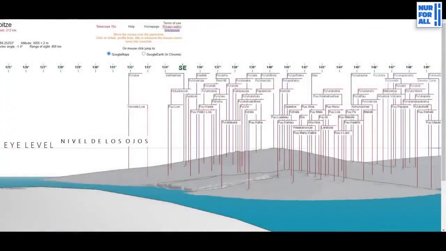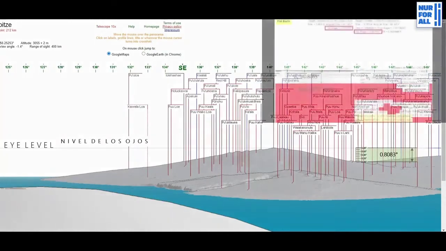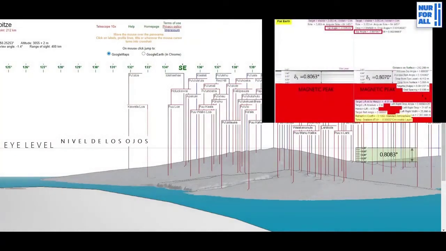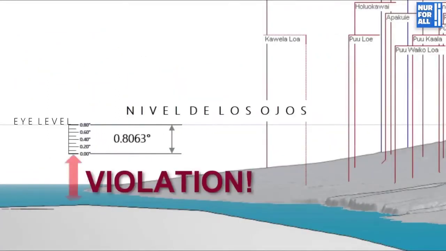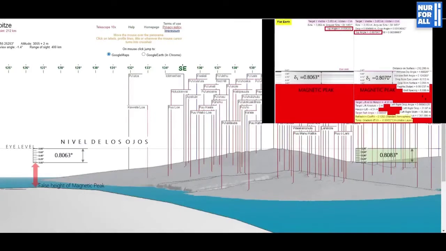Lastly, remember that from this point you have to see a delta 1 of 0.88 degrees between the Magnetic Peak and eye level, both on the flat Earth and on the globe, and that is a geometric truth that should not be violated. Ooh, what's going on here? Well, as you can see, the panorama generator has no choice but to invent a delta 1 much larger than 0.88 degrees so that all the lies fit in there.